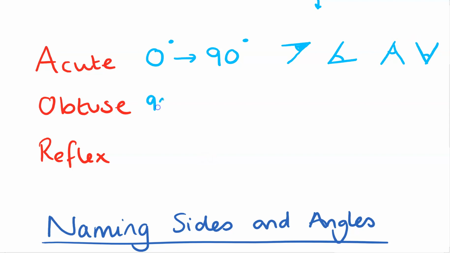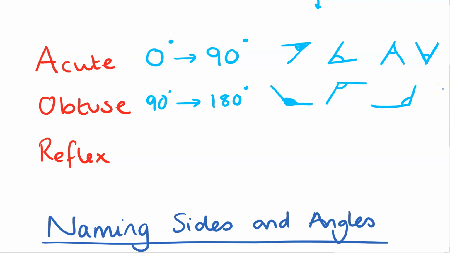Obtuse is anything from 90 to 180. So they're kind of fat angles. I think obtuse kind of sounds like obese, if you imagine it a little bit. They tend to look like they're a bit laid back. But again, they can be upside down. They could be back to front. Any of these could be any way round.